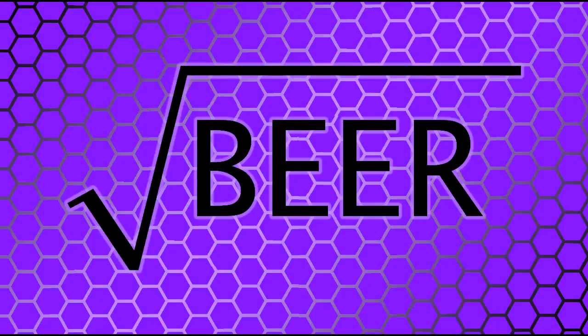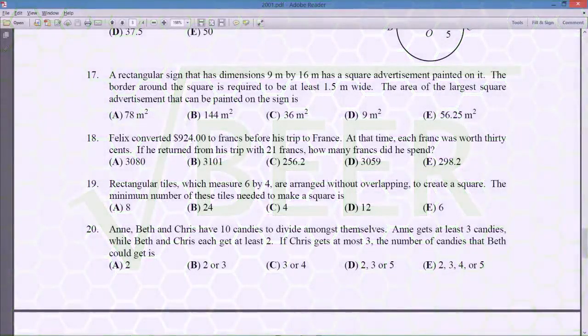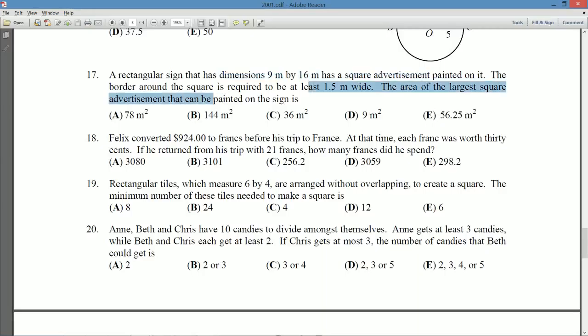Welcome back as we continue looking at the 2001 Grade 7 Gauss. We're on to question number 17, so here it is. A rectangular sign that has dimensions 9 meters by 16 meters has a square advertisement placed on it. The border around the square is required to be at least 1.5 meters wide. The area of the largest square advertisement that can be painted on the sign is, and that's what we're asked to figure out.